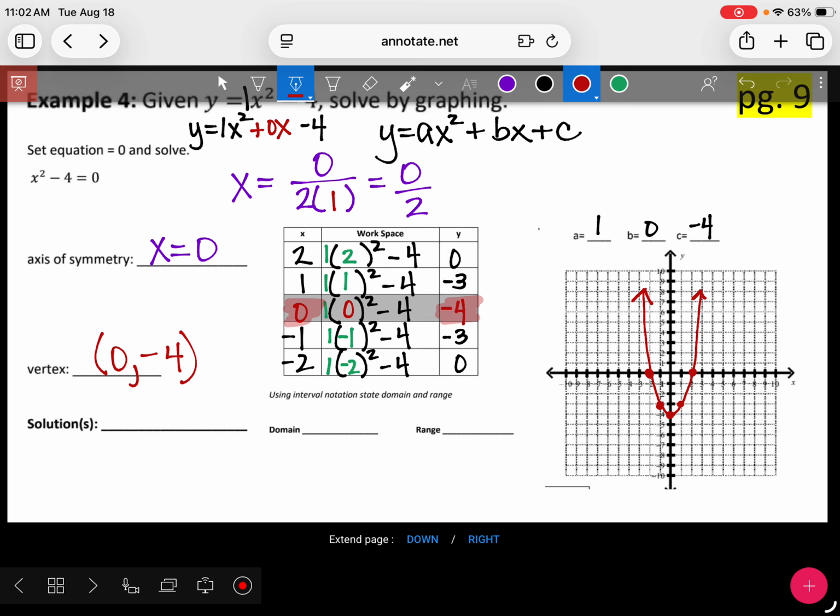We also know that it has a minimum because do you see that the number I put here is positive? That's going to make it a smile, which means it has a minimum. All right, good. That wasn't bad.